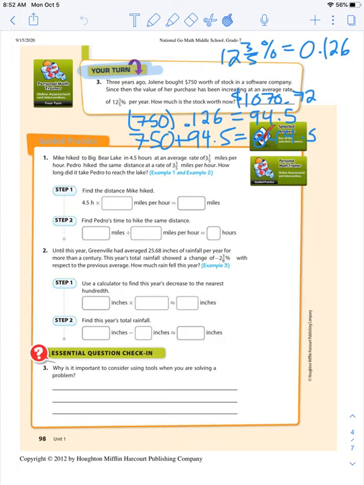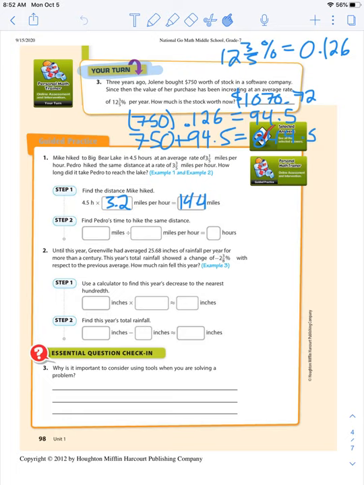Okay, so first we're going to find the distance Mike hiked, and so he did 4.5 hours at a speed of 3 1/5 miles per hour. We're going to convert 1/5 to a decimal, which is 0.2. So now we have 4.5 times 3.2 miles per hour. So Mike hiked 14.4 miles. By the way, guys, it's okay to use your calculator here. I am also using my calculator to find these answers. You do not have to multiply these decimals in your head.